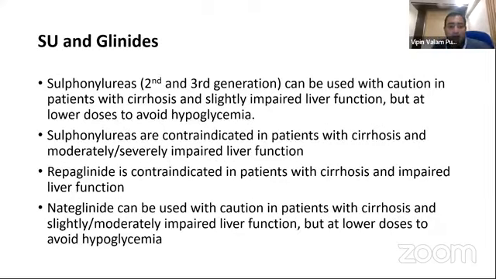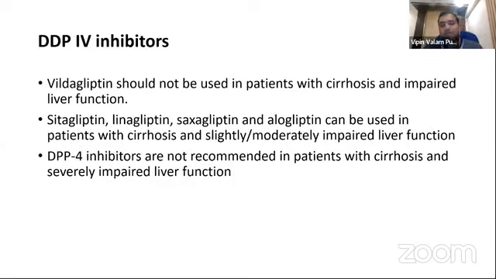Then sulfonylureas and meglitinides. If you consider sulfonylureas, only second and third generation should be used, like glimepiride, gliclazide, or glipizide. You should use them at a half dose or lower dose to prevent hypoglycemia. They are contraindicated when the patient has moderate or severe dysfunction. Between repaglinide and nateglinide, only one can be used in patients with liver dysfunction. Repaglinide should be avoided.